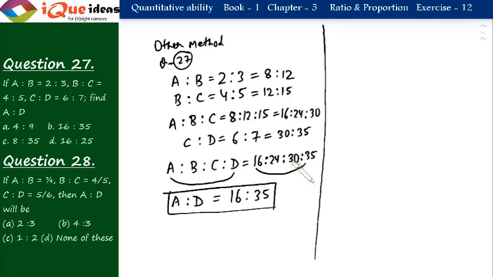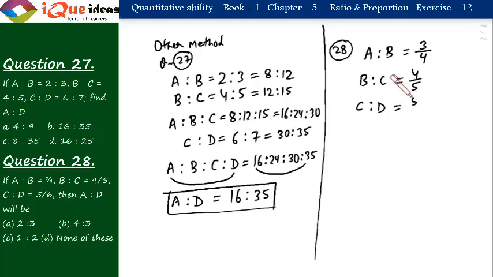Let's take up the next question, question number 28. Same as question 27, but here it is given in a slightly different manner. A is to B is given 3 by 4, that is 3 is to 4. B is to C is given 4 is to 5, and C is to D is given 5 is to 6. And again the question is asking A is to D.